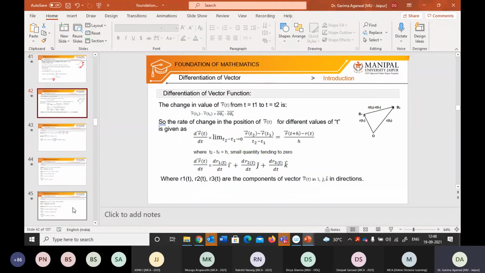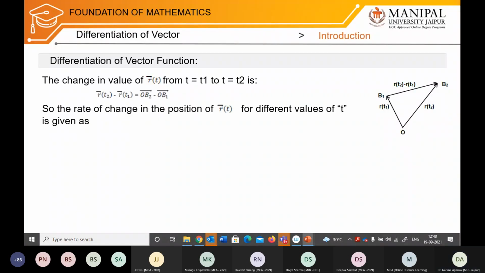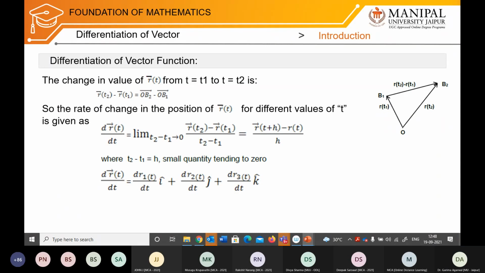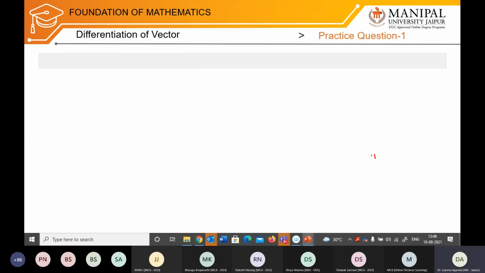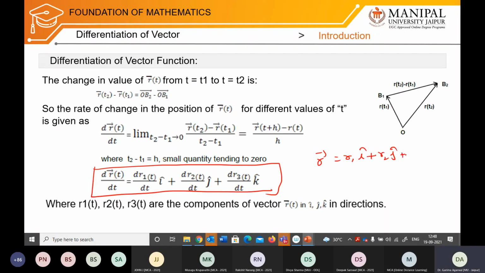So the next is differentiation of vectors. This is the differentiation of a vector. If I have a vector R, that is R1 i cap plus R2 j cap plus R3 k cap, let's say this is vector R. Then the differentiation of vector R with respect to t is dR1 by dt i cap, dR2 by dt j cap, and dR3 by dt k cap.